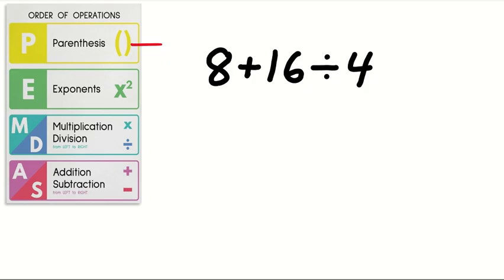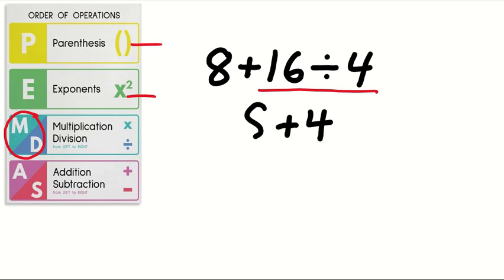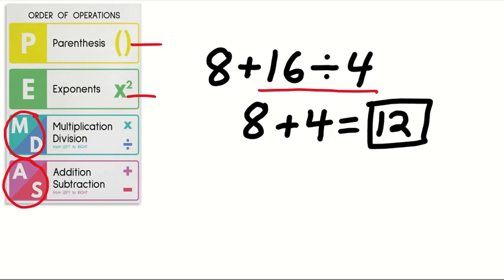First, do we have any parentheses? No. Do we have any exponents? No. Do we have multiplication and division? Yes, we do. We got division right there, and we evaluate that. So what is 16 divided by 4? Well, we know 16 divided by 4 is 4. And that leaves us our last step, which is addition and subtraction. So we simply add 8 plus 4, and we know that 8 plus 4 is 12. So the value of that expression is going to be 12.